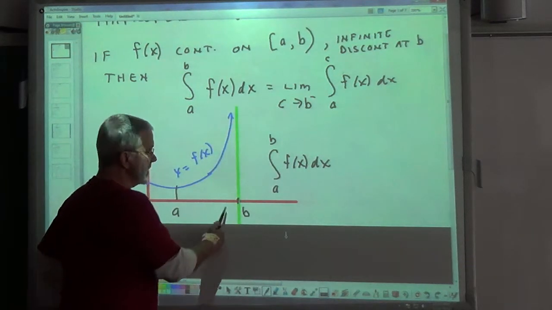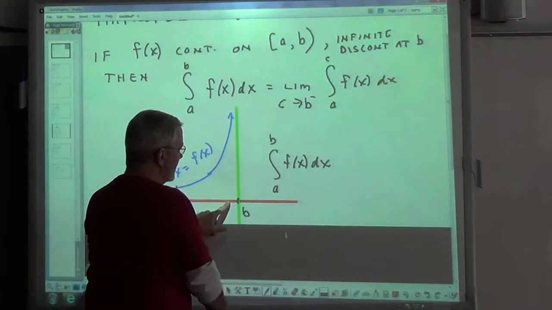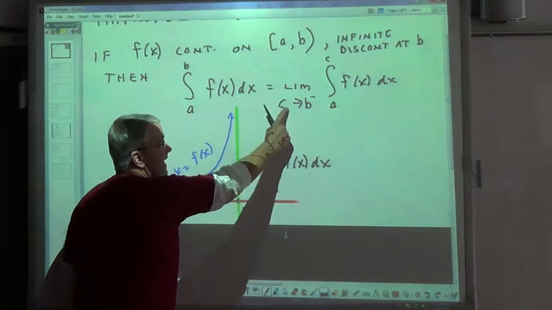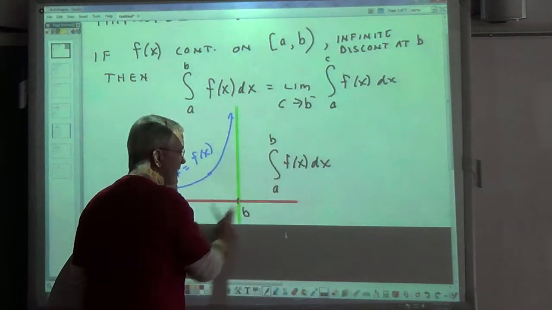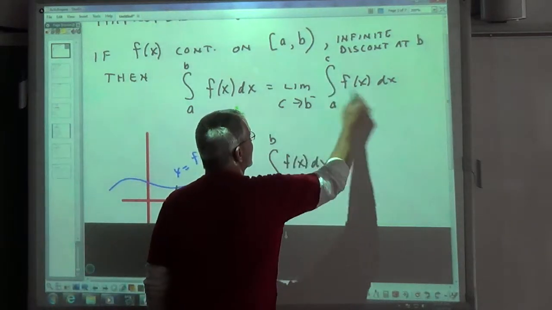I'm going to take a c to the left of b, an arbitrary c, and I'm going to approach b. That's where I get this limit as c approaches b from the left. And then I'm going to talk about the integral from a to c of f of x dx.